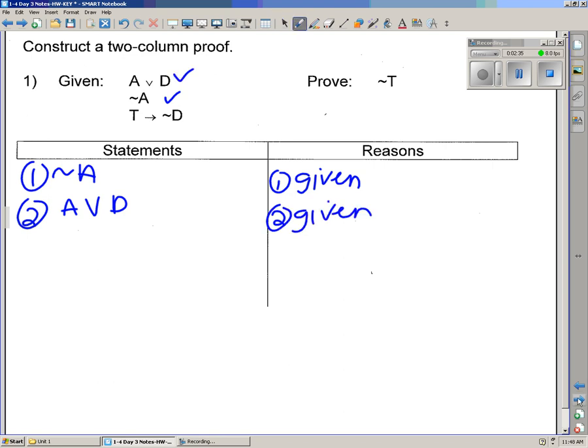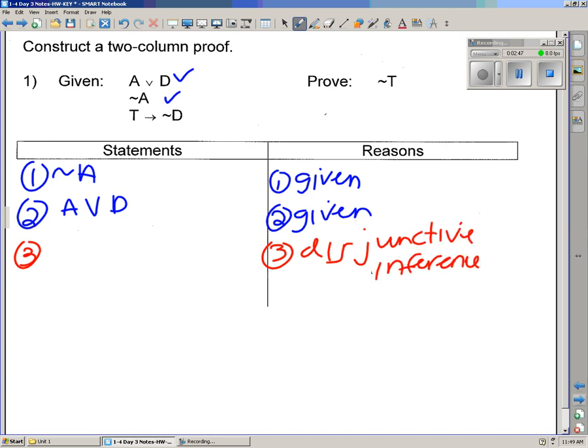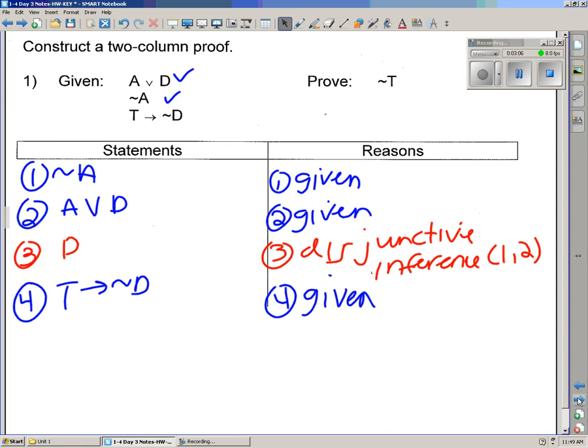Well, now you've got enough information to use the disjunctive inference because you have a disjunction. Disjunctive inference from the first and second lines. And in this case, if it's A or D and not A is the case, then you know D must have happened. Then you're going to take a look at your next given, if T, then not D, given. And then by looking at lines 3 and 4, you can use your modus tollens.